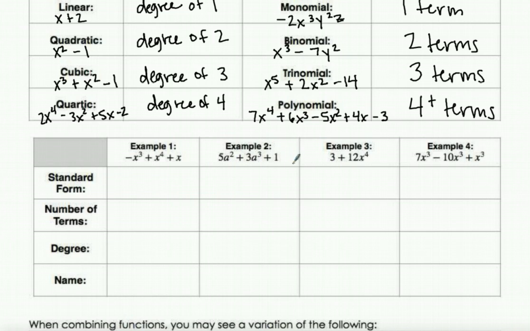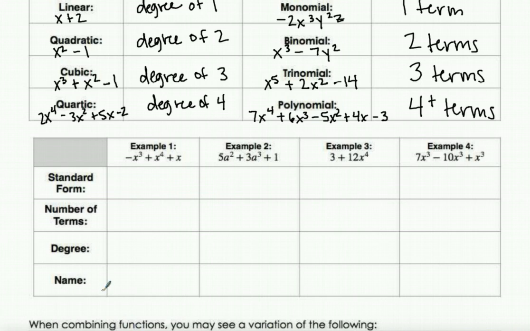All right, so in the next examples, what we're going to do is look at each of these polynomials. We're going to check to see if it's in standard form, which means that they are in order from highest exponent down to where you don't have any. You're going to see how many terms you have, what the degree is, and then you're going to actually name that polynomial.